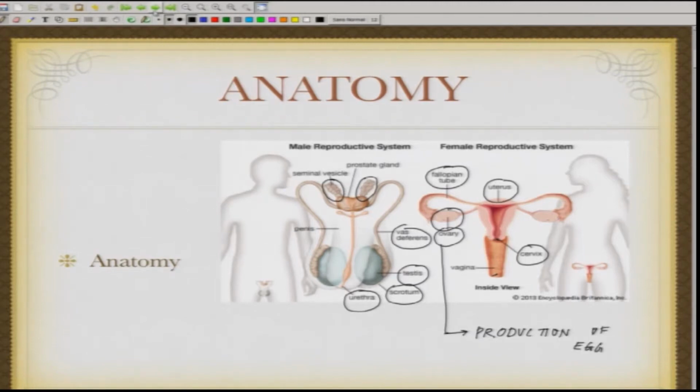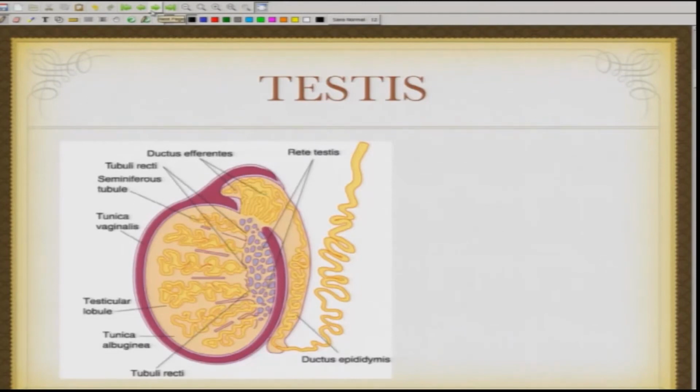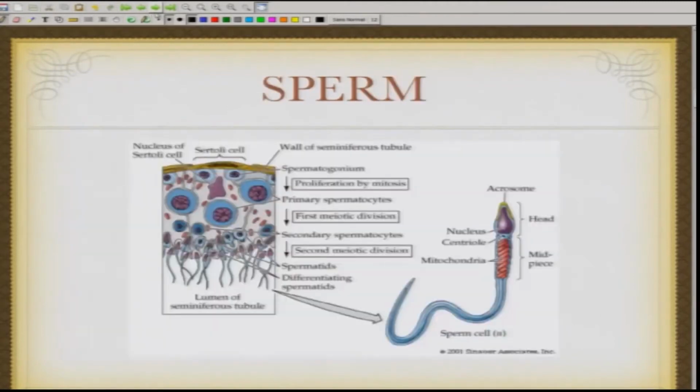With this basic anatomy, let me move on to the detailed structure of the testes. If you look at the testes, this is the testicular structure. You have the ductus epididymis, tunica albuginea, and the lobules. These are the lobules where most of the formation of the sperm takes place. Then the tunica vaginalis, seminiferous tubules, tubuli recti, ductus efferentes, and this is called the rete testis. Now, these are the cells which are involved in the formation of the sperm.